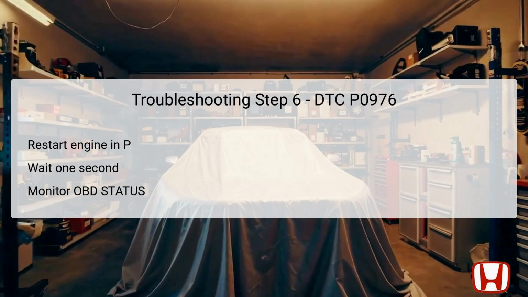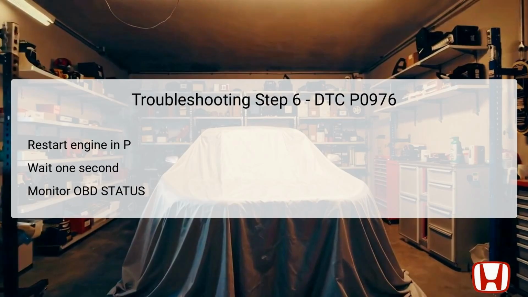After confirming the functionality of Shift Solenoid Valve B, proceed by restarting the engine while it is still in park. Again, you need to allow at least 1 second for the system to go through its startup processes and begin monitoring for any potential DTCs immediately. The next action is to monitor the onboard diagnostic OBD status utilizing the HDS within the DTCs menu.